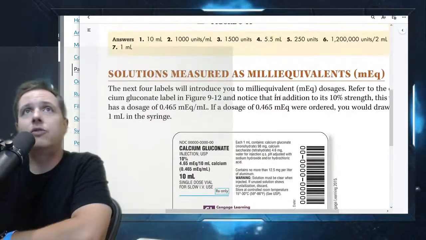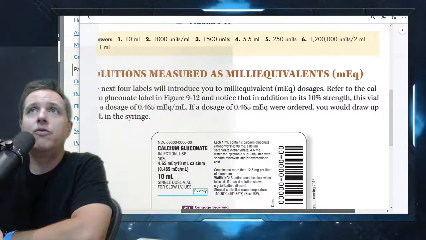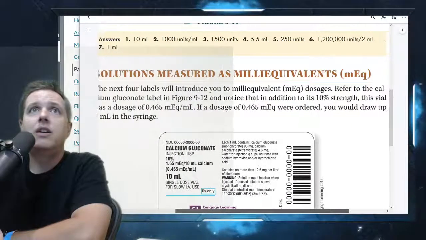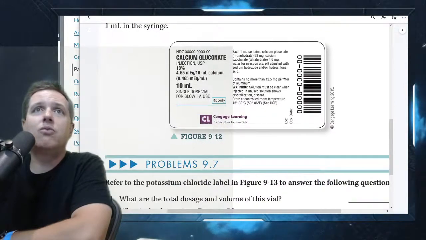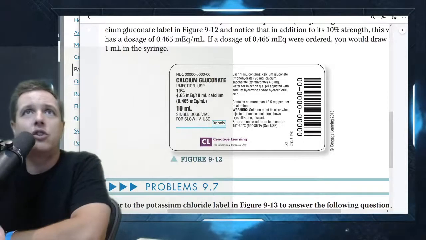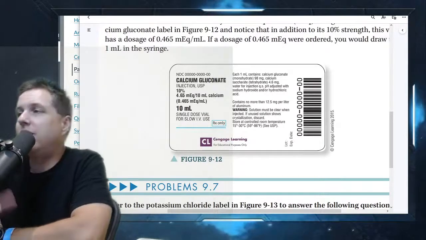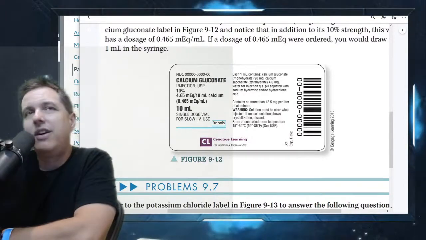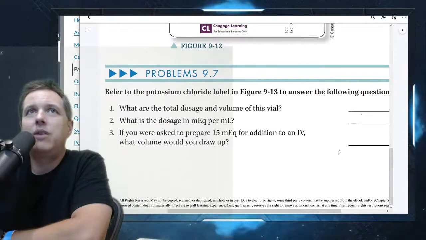The next 4 labels will introduce you to the milli equivalent of dosages. They're just telling us which problem to go with. So this one's pretty straightforward as well. You're just reading whatever the conversion is right here, and then you're doing the same type of math. It's just in different units. It's the same thing we've been looking at.